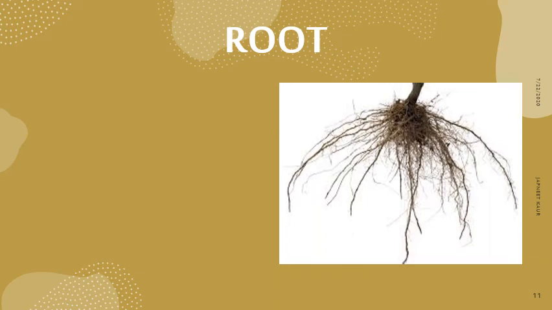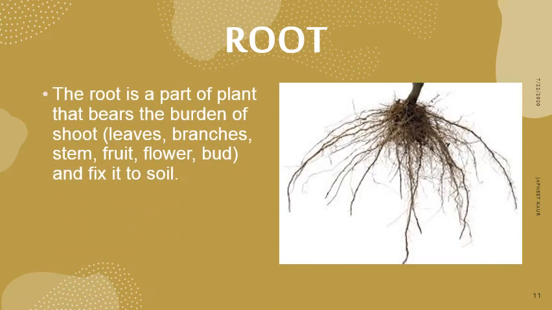Now the next part is root. This is a part of a plant. So this is how roots look. The root is a part of a plant that bears the burden of the shoot, that is leaves, branches, stem, fruit, flower, bud. So all of these things are on the root. Root bears their burden and fixes it to the soil. और root जो है प्लांट को सॉइल के साथ फिक्स करके सीधा खड़ा रखती है.